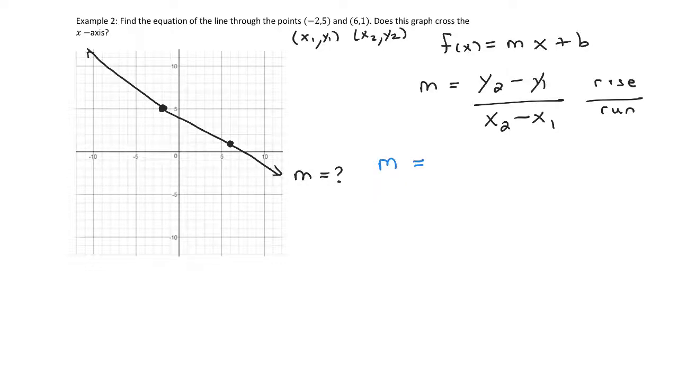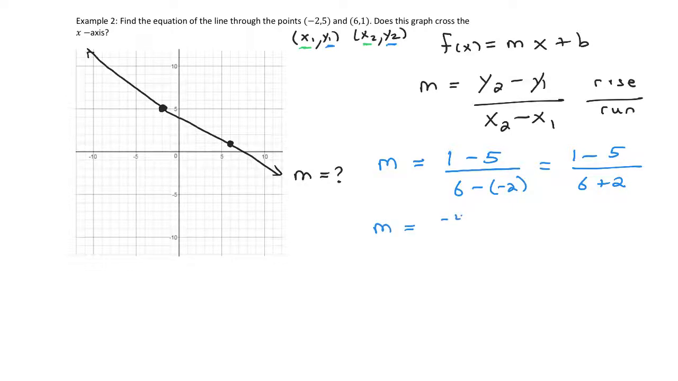All right, according to my formula, I'm going to do y2 minus y1. In this case, that's 1 minus 5. And I'm dividing by x2 minus x1. So that is 6 minus negative 2. Anytime you subtract a negative, I know that's going to change to addition. If I simplify, that's 1 minus 5, which is negative 4, divided by 6 plus 2, which is 8, and this is negative 1/2.